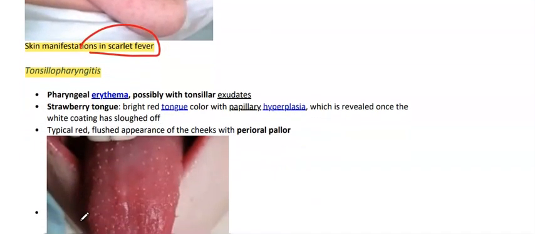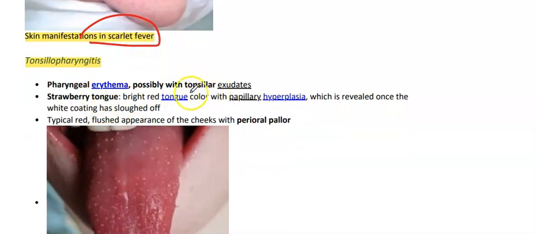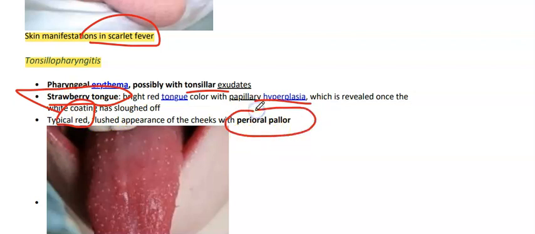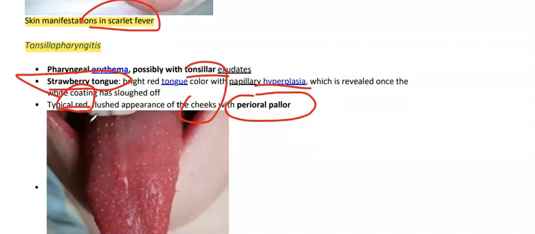Then we have tonsillopharyngitis, so pharyngeal erythema, possibly with tonsillar exudates, and there will be strawberry tongue. A bright red tongue with papillary hyperplasia, which is revealed once the white coating has sloughed off. There is a typical red flushed appearance of the cheeks with perioral pallor. So there will be perioral pallor, the cheeks will be flushed, and a red appearance will be present.